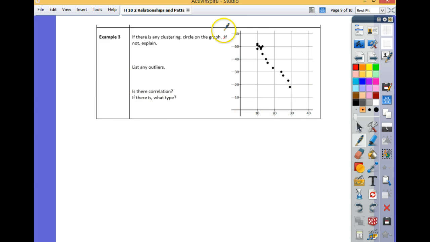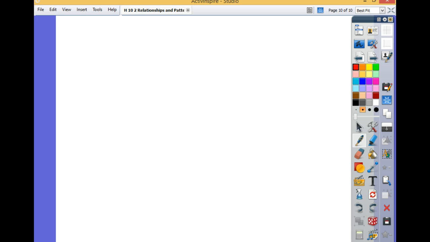Okay, one more. Is there association here? Yep. Definitely. So is there correlation? Yes. What type of correlation? Let's circle up here. It says if there is clustering, circle the graph. Okay. Are there any outliers in this graph? None. So outliers, none. And what kind of association or correlation does this have, did we decide? Negative. That's all there is for today. Tomorrow we get to learn the trend lines.